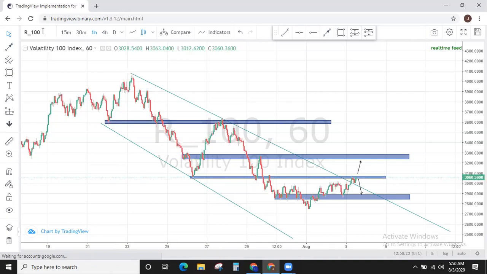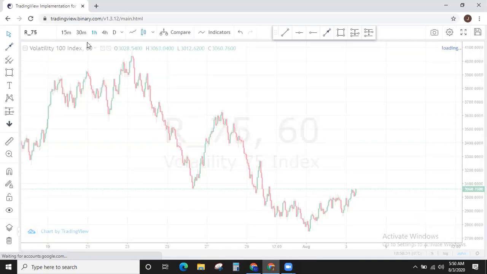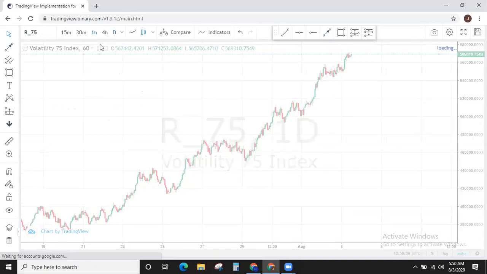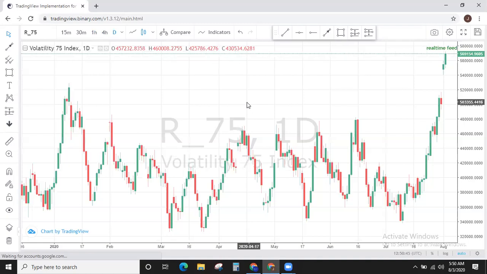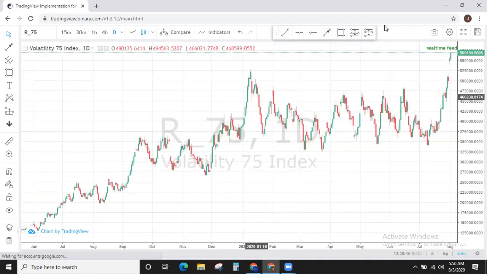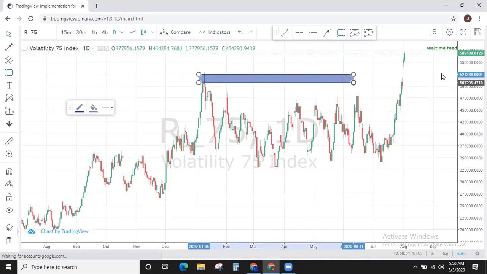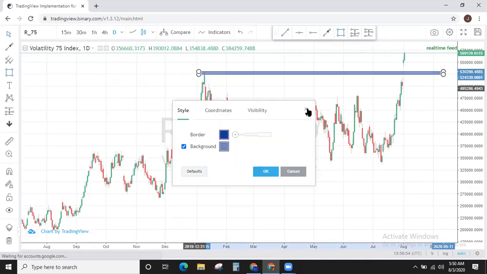Now let me go to volatility 75. This is a major one. Most people trade, and almost everybody focuses on volatility 75. And let me analyze this for you. You can see the daily time frame. You can see this high here. I've already explained everything to you with the other indices, so you can also apply it here.